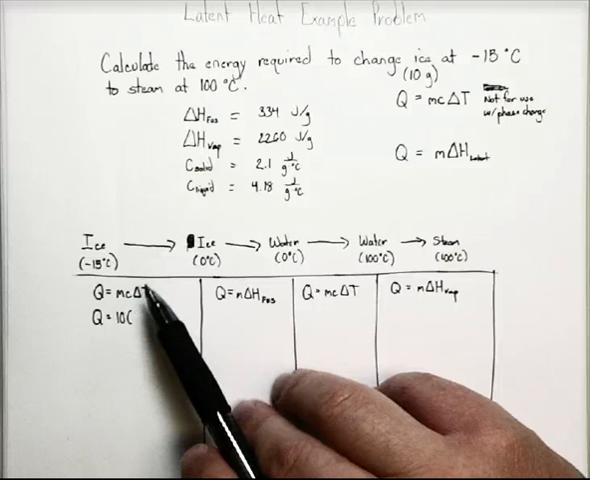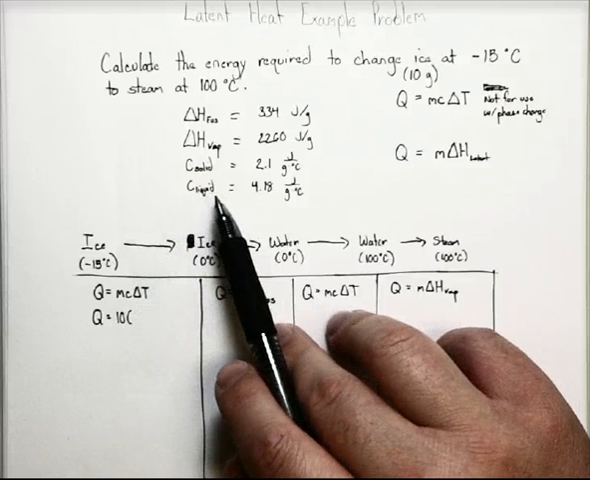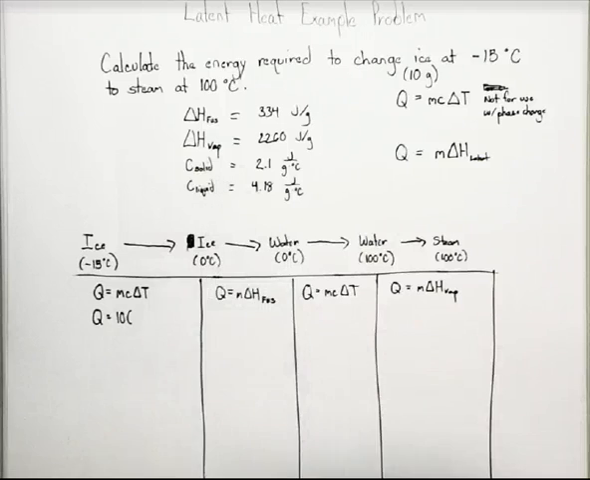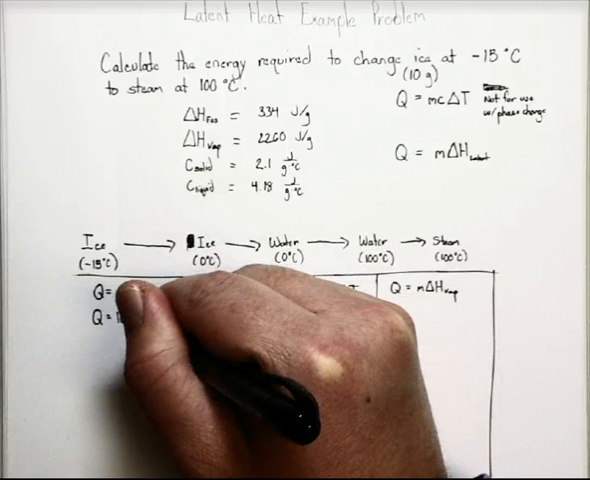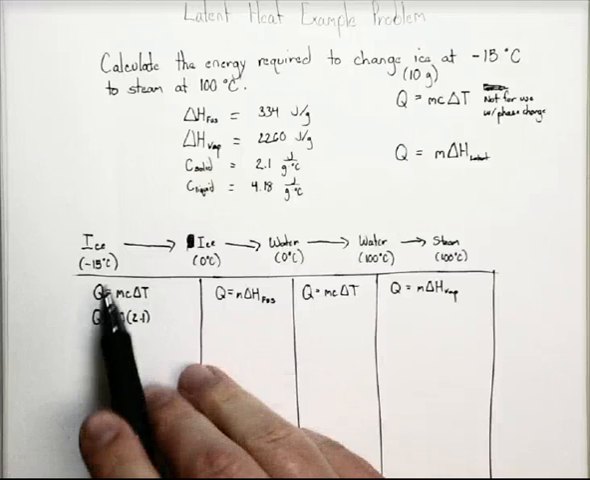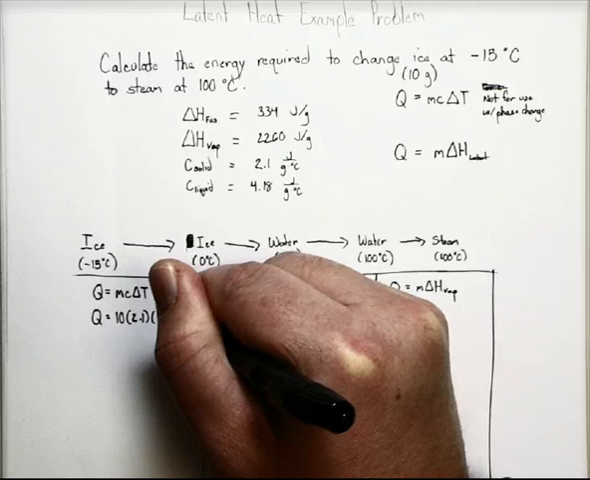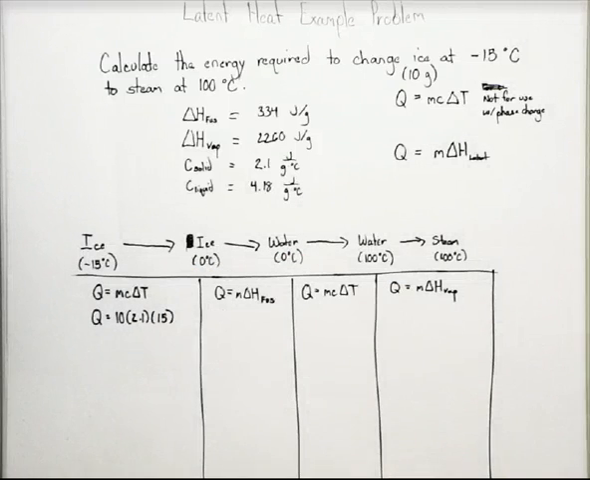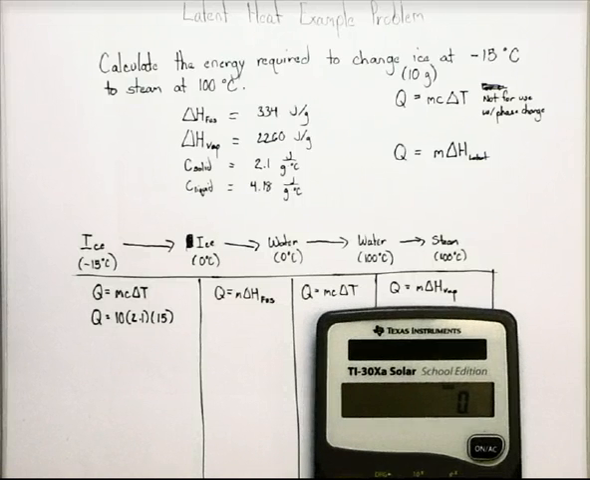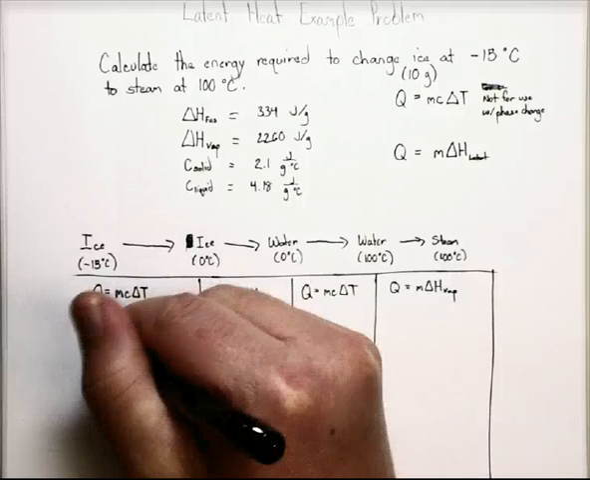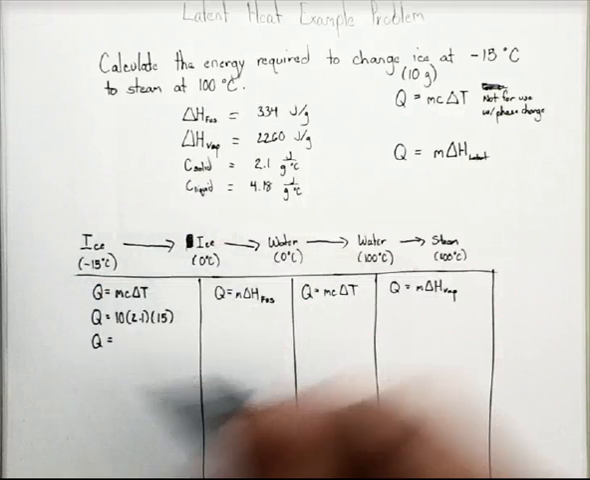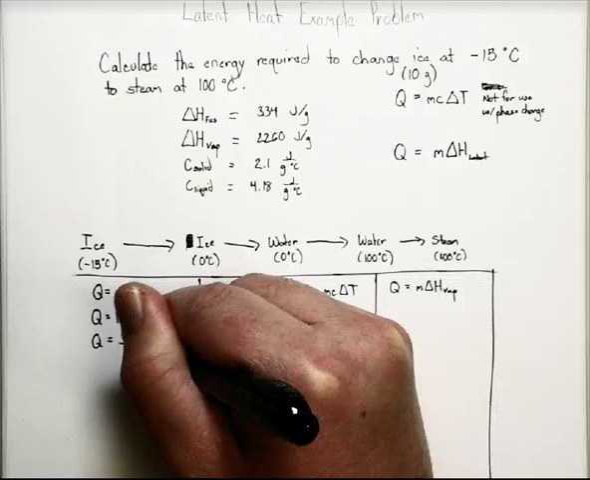So we need the specific heat of ice. The specific heat of solid water is 2.1 joules per gram degrees Celsius. And my change in temperature, I'm going from negative 15 to 0, so my change in temperature is 15. And now all that's left is the calculator portion of this. All you have to do is type it in and see what results. So 2.1 times 15, 31.5 times 10, 315. So the amount of energy required to heat up that ice was 315 joules.